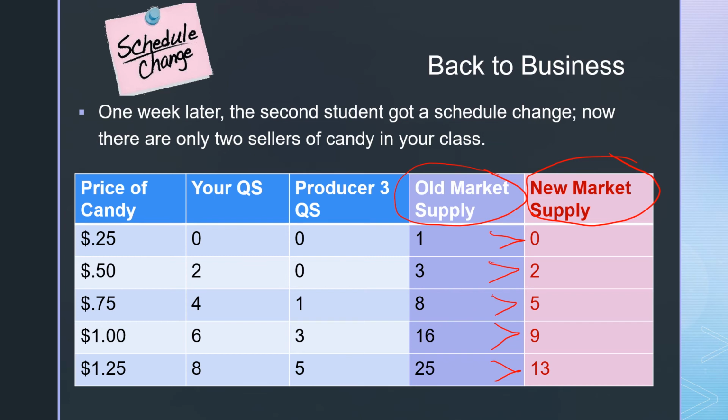At 50 cents, the quantity supplied for the market used to be 3, but now it's 2. At 75 cents, we used to have a market supply of 8, but now we only have 5. At $1, we used to have 16, but now we only have 9. And at even $1.25, that really high price, we only have 13 candy bars for sale, because there aren't as many sellers in the market.